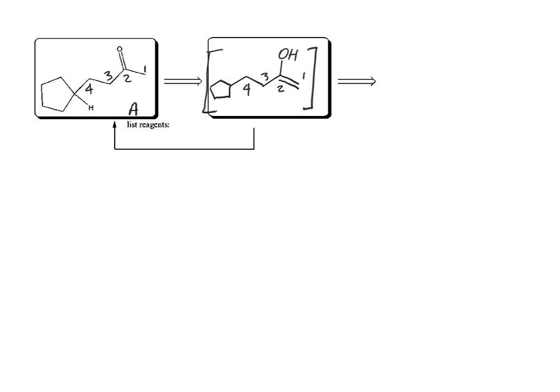And the immediate precursor to an enol is an alkyne with a triple bond between carbons 1 and 2. So precursor to my enol B will be terminal alkyne 4, 3, 2, and 1. Don't forget to extend the triple bond in a linear fashion. And I will call it precursor C. 1, 2, 3, and 4. Precursor to a terminal alkyne is acetylene.